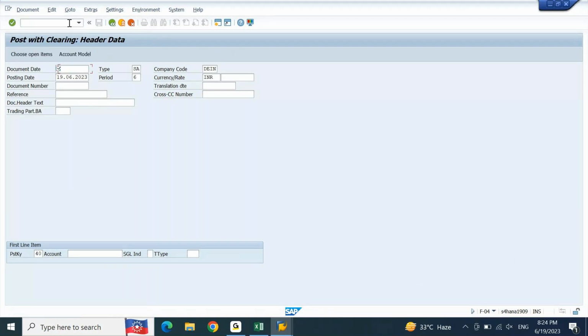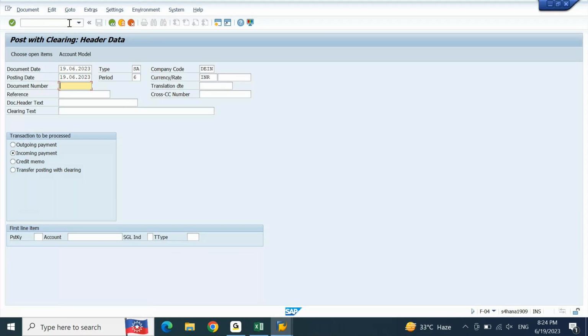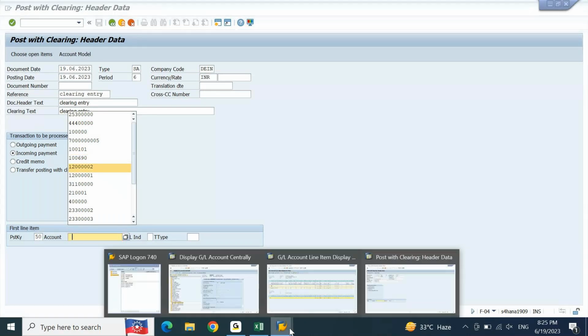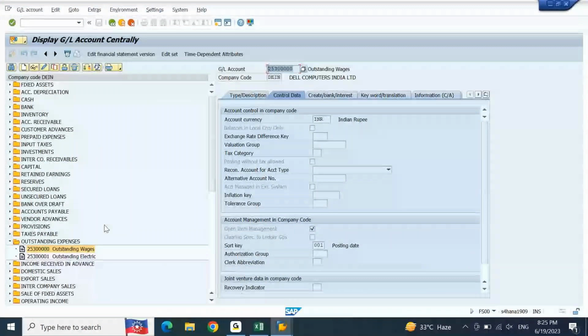F-04 clearing entry. Ignore these radio buttons, you can pick whatever you want. Nothing is going to happen with it. So I'm going to keep posting key 50. Now this 50 is the GL account for offsetting your outstanding wages. Let's say I want to move this account to, let me take any other GL account. Let's say this account I will use 253 all zeros 1.